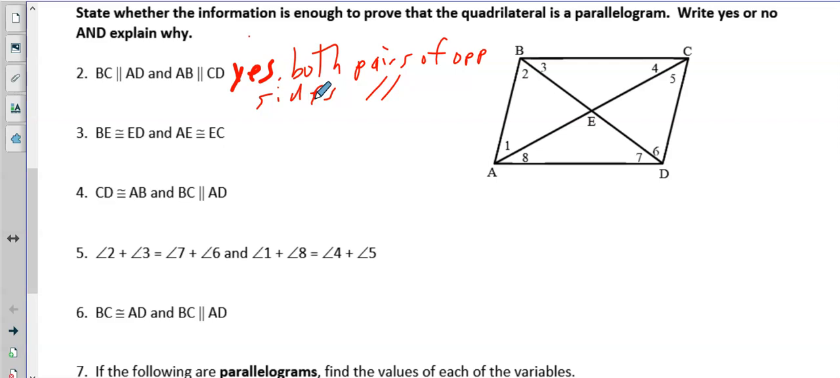Number 3, BE is equal to ED, and AE is equal to EC. Well, the answer there is, again, yes. Because if these are equal and those are equal, the diagonals bisect each other.